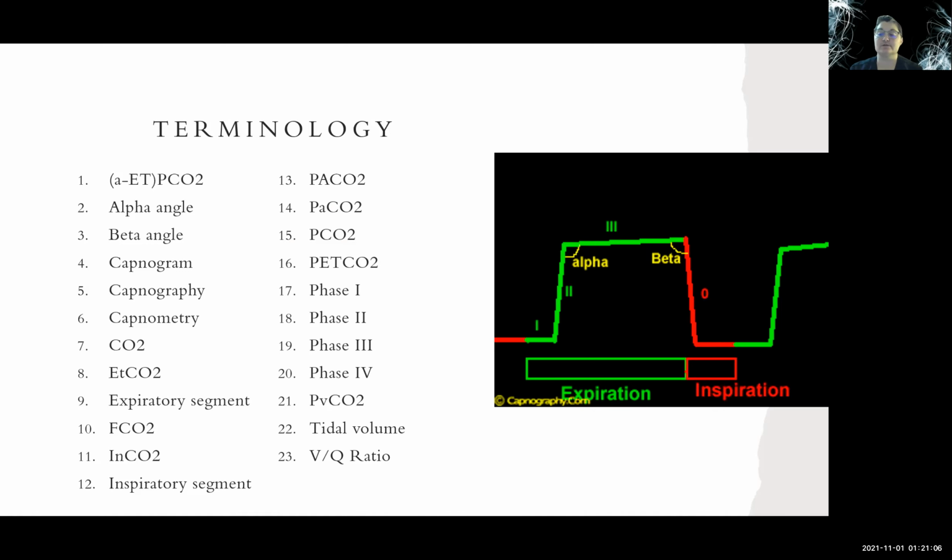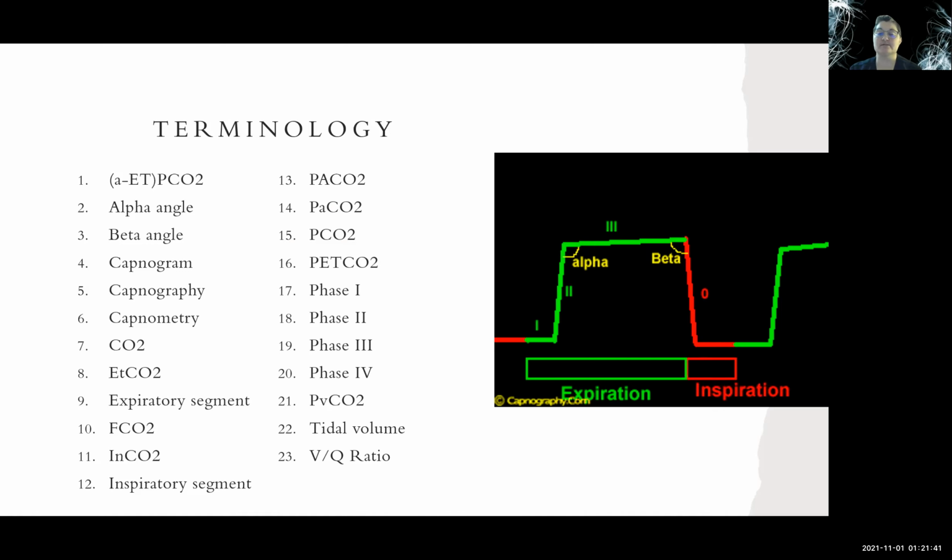PETCO2, this is partial pressure of CO2 at the end of expiration. It provides information about the adequacy of our VQ after resuscitation, as well as cardiac output when it's increased. A lot of times this is interchangeable with EtCO2. The only difference is PETCO2 is primarily going to be used when we're dealing with resuscitation and increasing of cardiac output.